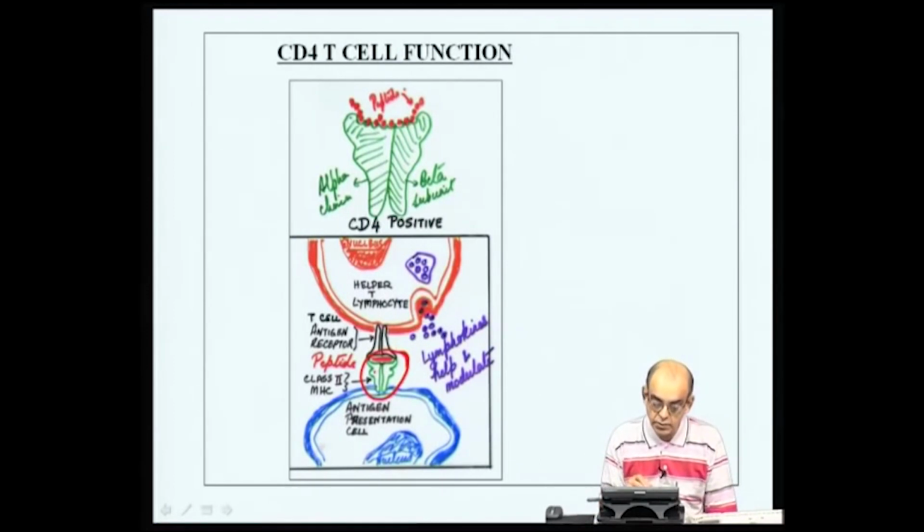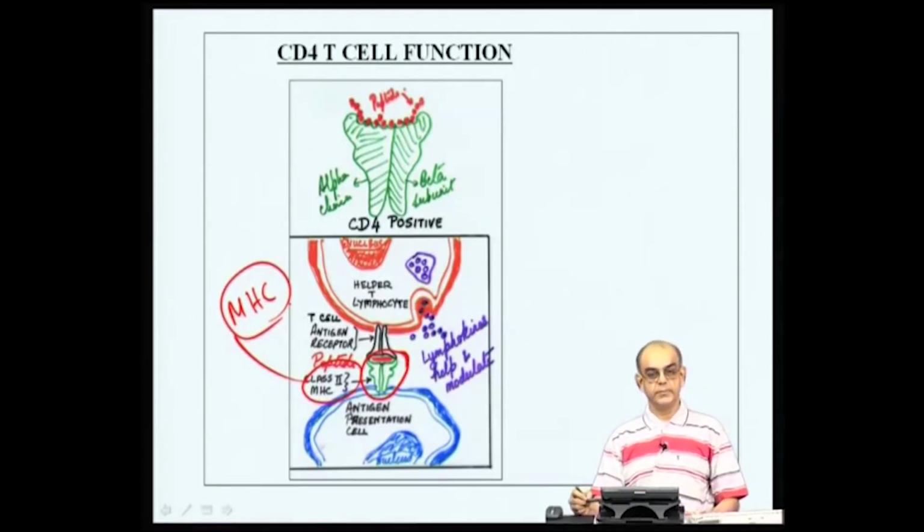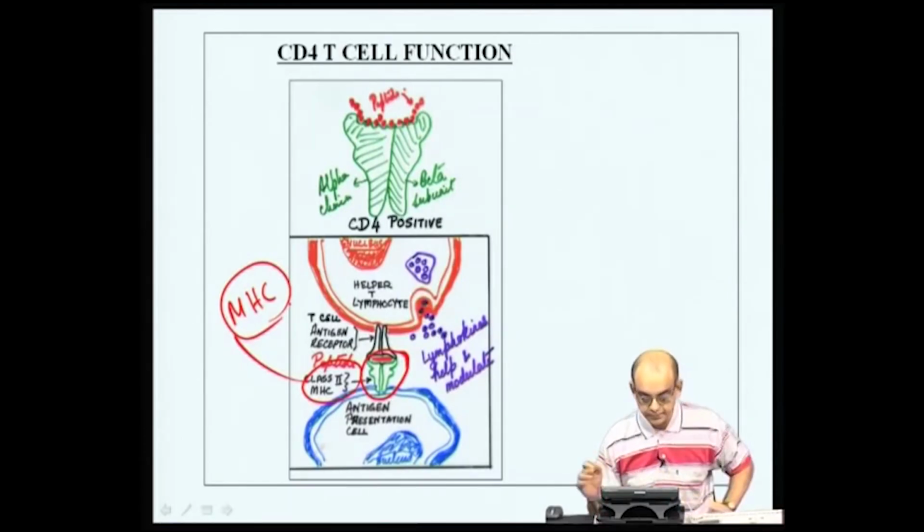So, you have these two subunits, which is depicted in green over here. It is the same two green subunits, and we call this the class 2 MHC. Class 2 because there are different types of major histocompatibility molecules. There are two types, class 1 and class 2.